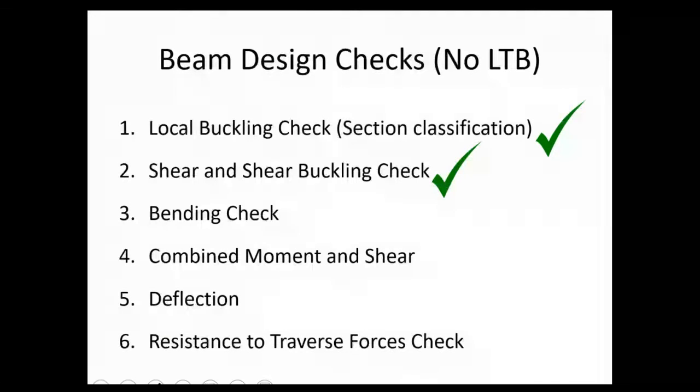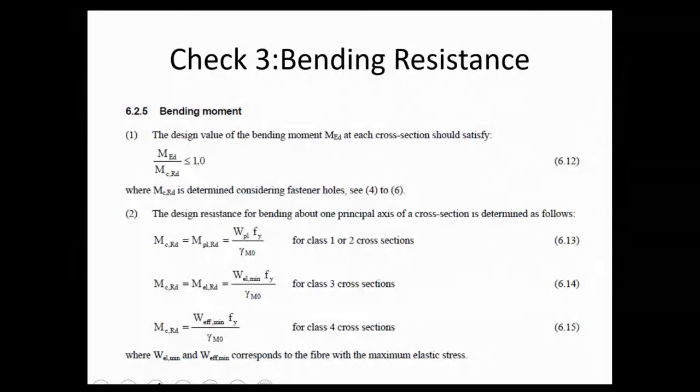Okay, so we've done the shear and the shear buckling check, and it's passed that. Now we're on to the third step along the way, which is the bending check. So again, lifting out the Eurocodes directly out of Eurocode 3 part one, clause 6.2.5 is the bending moment. What we're looking at is the design value, the demand at each cross section. We have to make sure that the demand at each cross section is less than the capacity. In other words, the demand divided by the capacity has to be less than or equal to one. So that's the very first check, and that's equation 6.12. Then we have the design resistance.